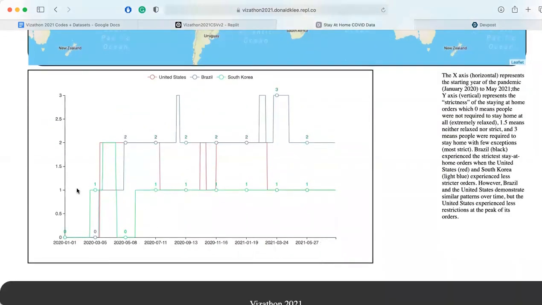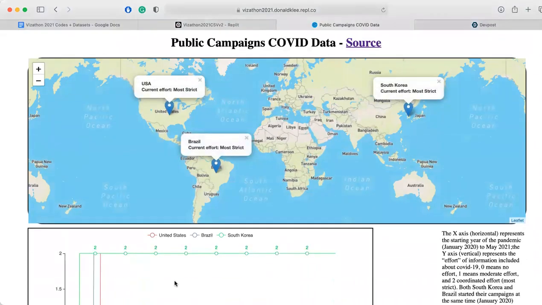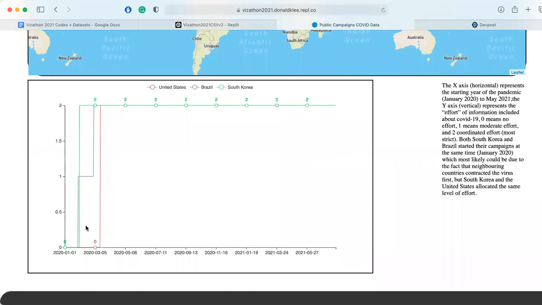For the second graph, which is stay-at-home orders, the x-axis stays the same as the first graph, but the y-axis shows the varying levels of stay-at-home policies of each country using the same scale. For public campaigns, the y-axis changes now that it represents how thorough and how much effort each government makes in turning out a COVID-19 campaign.